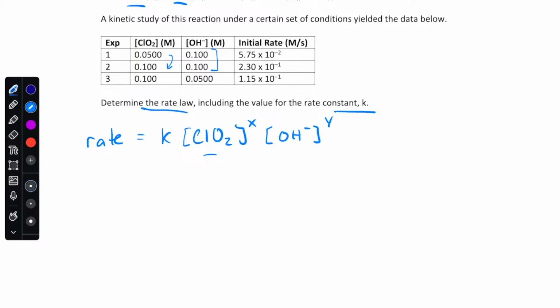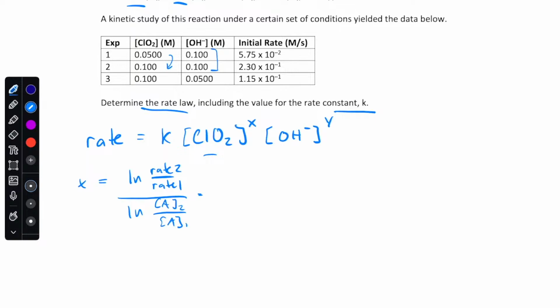So what we're going to do is use the equation X equals ln of rate 2 over rate 1, over ln of concentration of A2 over concentration of A1. And that's on your formula sheet. That's the mathematical way to solve for the exponent. And it doesn't matter which one you pick as 2 or 1, as long as you're consistent. So rate 2 has to go with concentration 2.